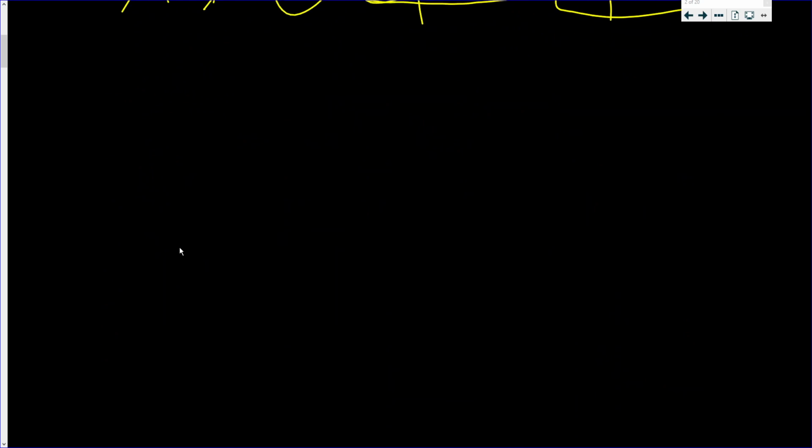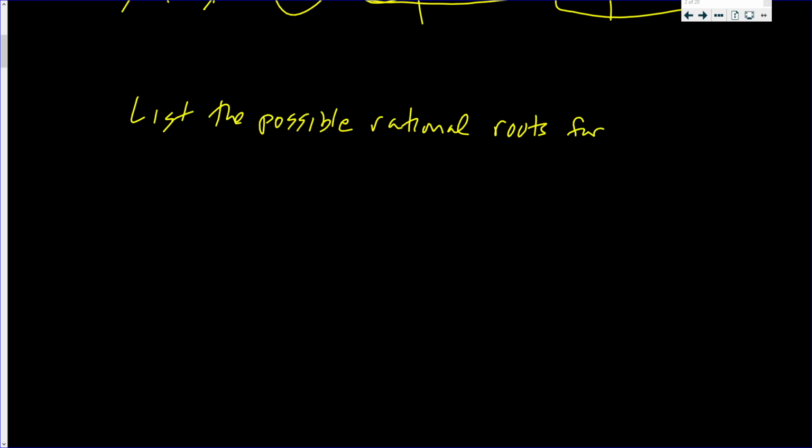Now, how do you list the possible rational roots of a polynomial? List the possible rational roots for, let's see, how about 3x squared minus 4x plus 6?